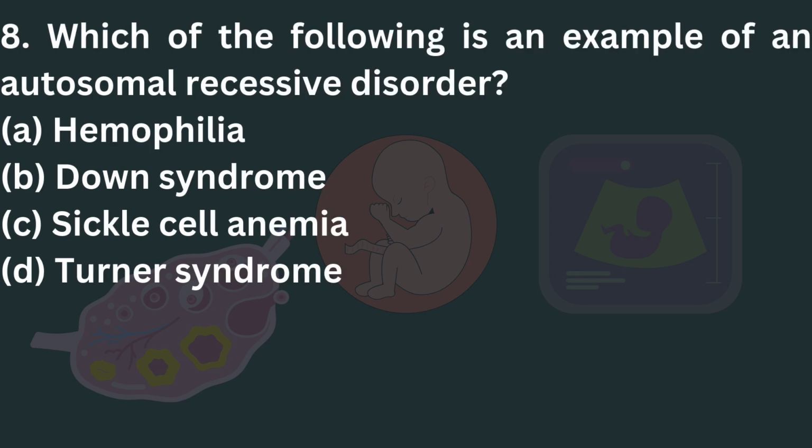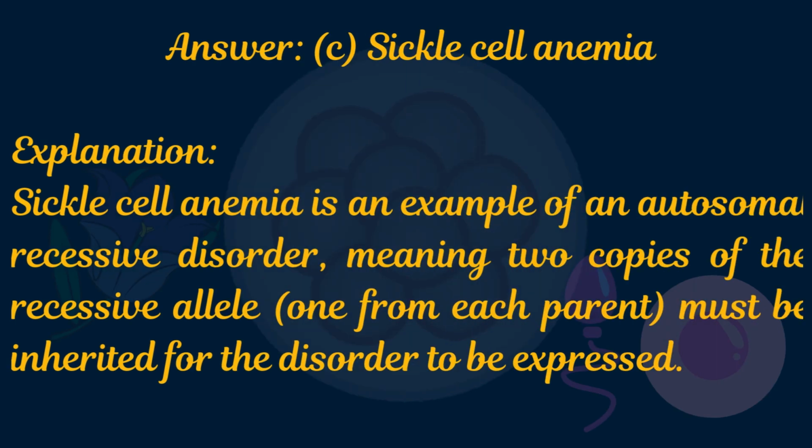8. Which of the following is an example of an autosomal recessive disorder? A. Hemophilia. B. Down syndrome. C. Sickle cell anemia. D. Turner syndrome. Answer: C. Sickle cell anemia.